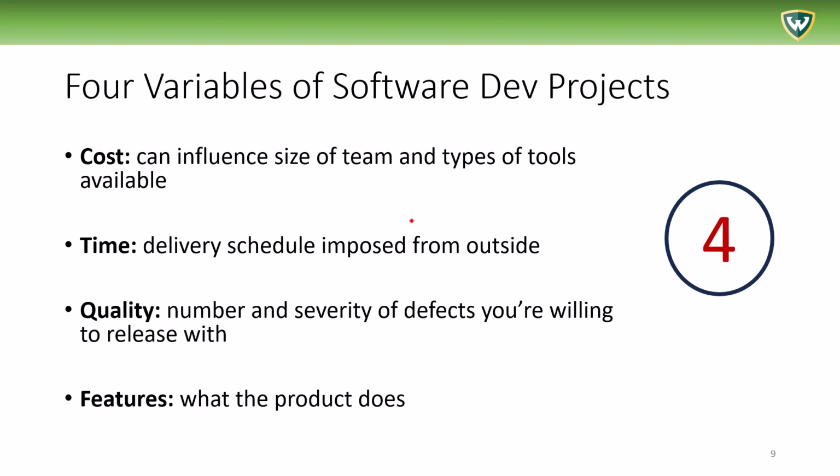Time is everything. Quality: the number and severity of defects you're willing to release with. So understanding what your quality requirements are and how acceptable the lack of particular features or feature qualities is. And then of course the features themselves. Here maybe we can also think of this as complexity: the complexity of the features, how many there are, and how difficult they are to implement. This will seriously impact the software development project. So cost, time, quality, and features or feature complexity.